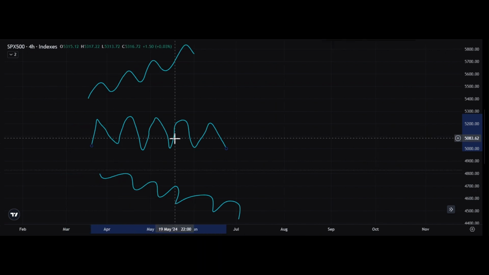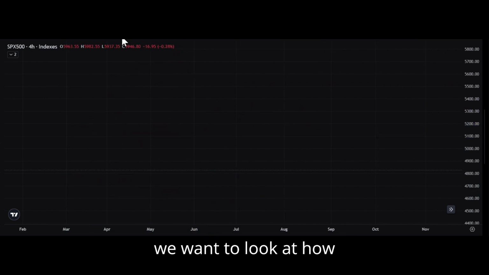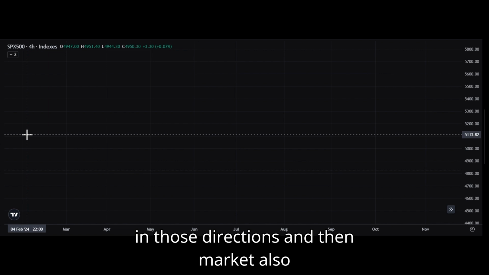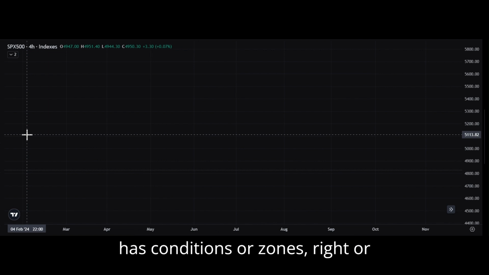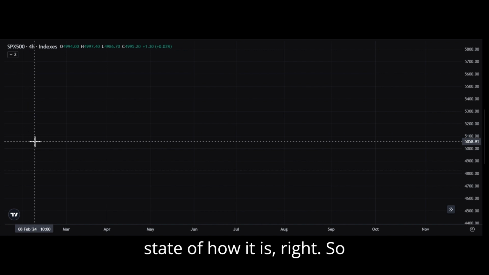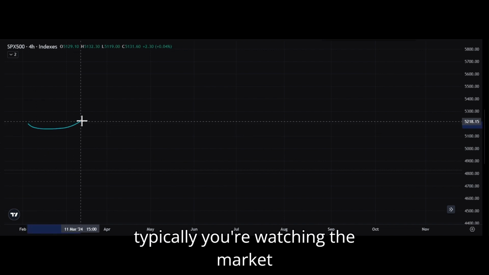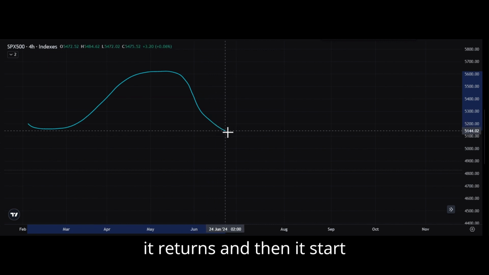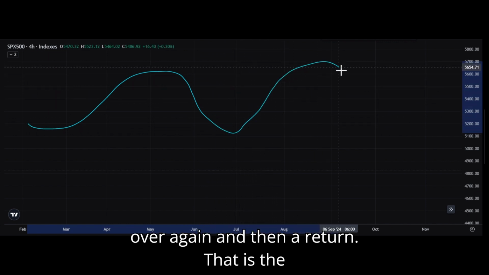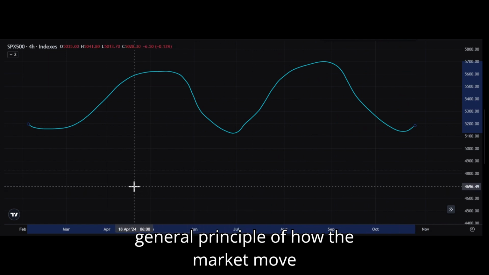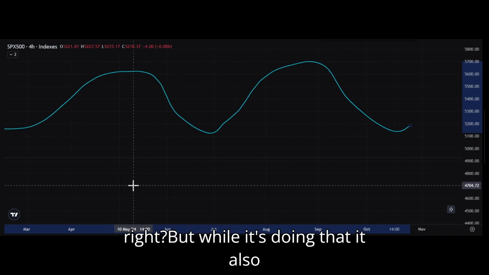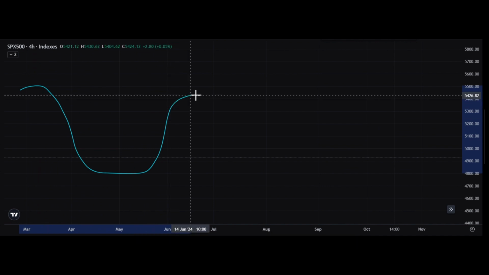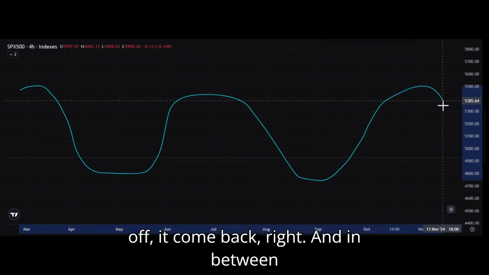Knowing that that's how the market moves, we want to look at how we get into the market, because the market moves in those directions, and the market also has conditions or zones, or a state of how it is, right? Typically, you're watching the market move. The market has what is called a breath, like it breathes, right? And then it returns, and then it starts over again, and then it returns. That is the general principle of how the market moves. But while it's doing that, it can also move the same way in the total opposite direction. So it sells off, it comes back, it sells off, it comes back, right?